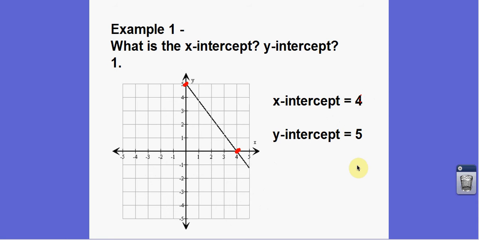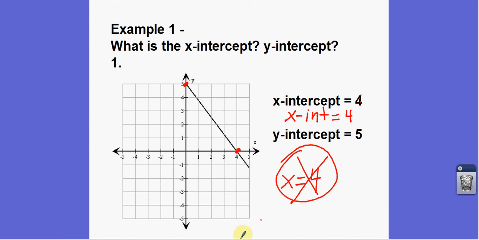Make sure whenever you are telling me what your answer is that you write out x-intercept, or if you're being lazy I'll let you write x-int. You can write that too, equals 4. Same thing for the y-intercept, but do not just write x equals 4. That is no good.